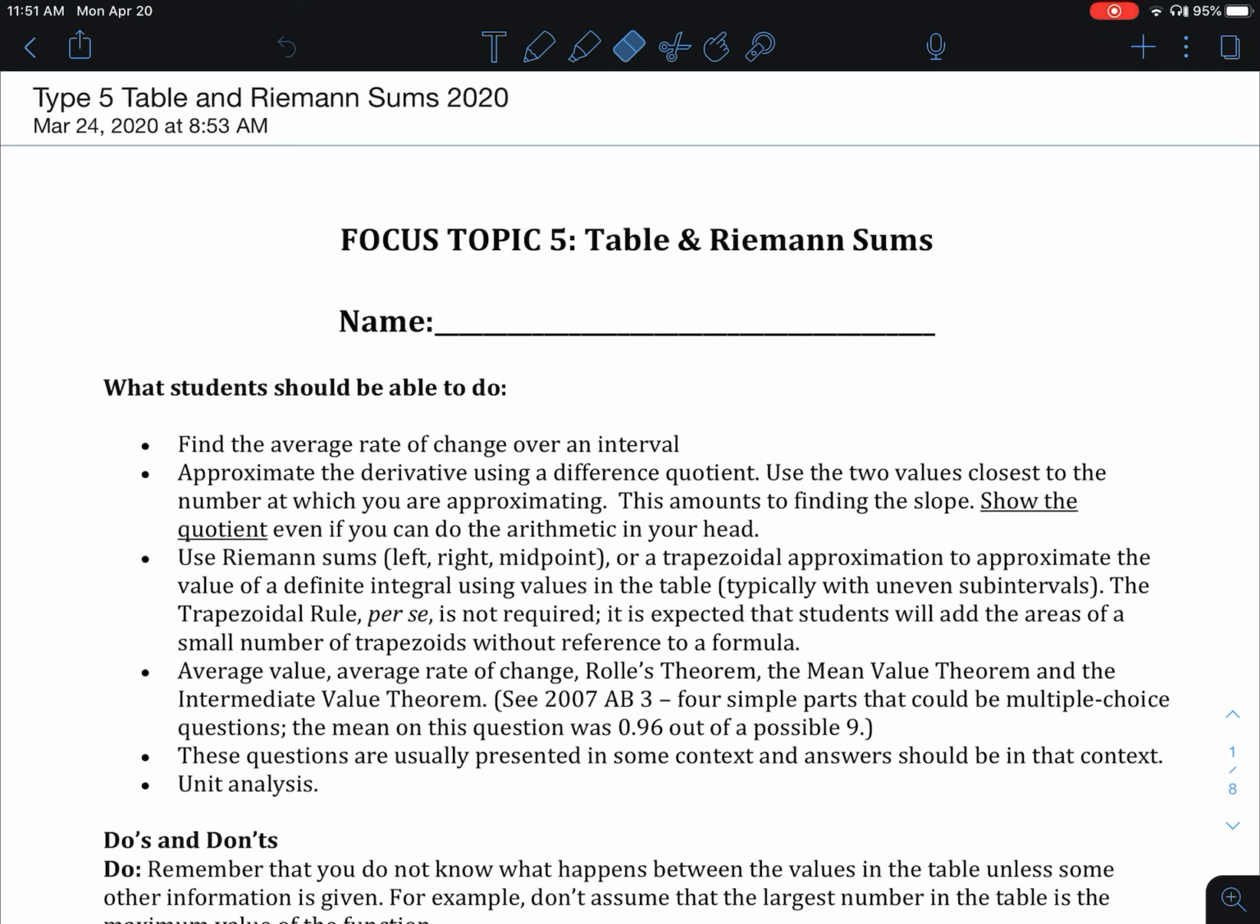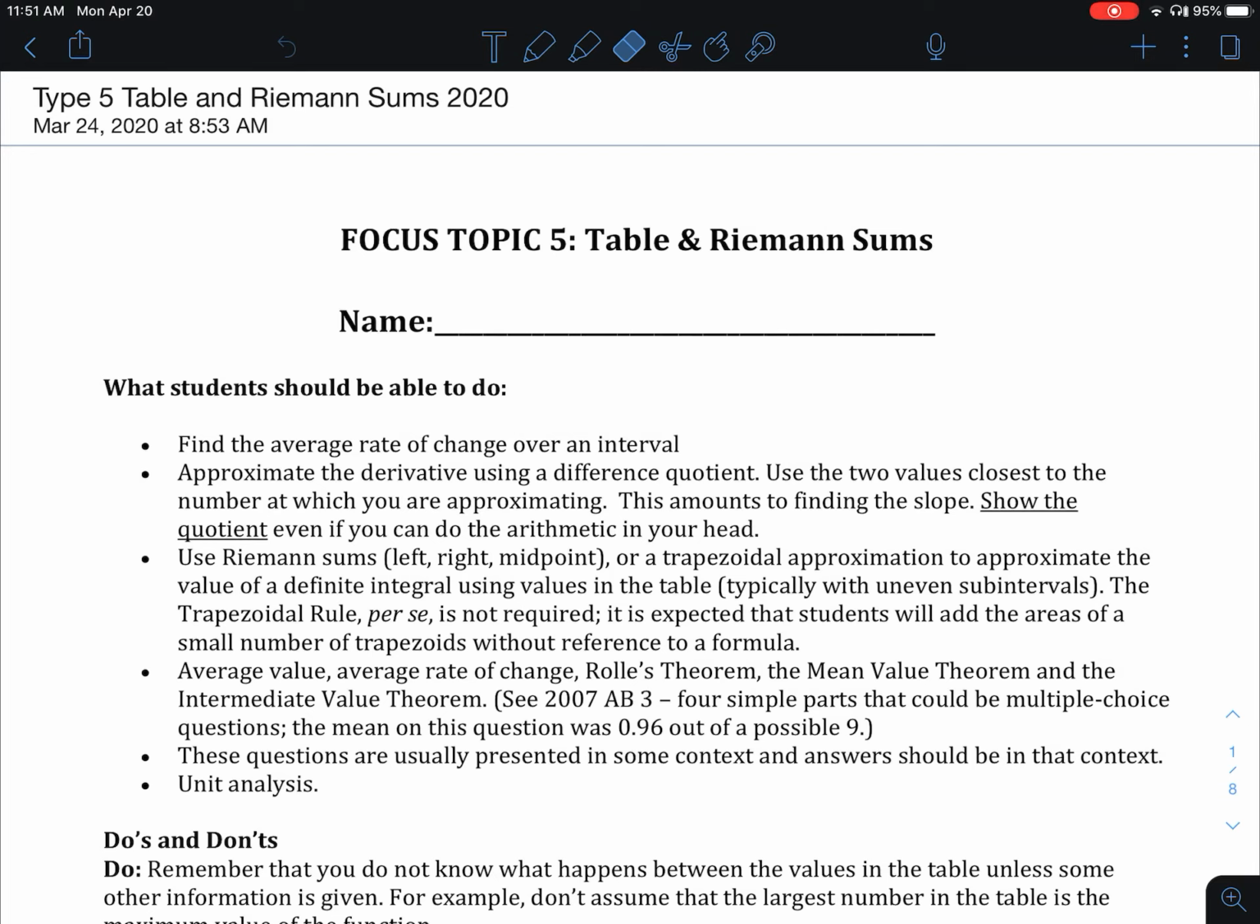Today we are going to start free response questions type 5, table and Riemann sums. And just to give you an overview for the next couple of weeks, we're going to finish type 5 probably by Wednesday, start type 6 on Wednesday, and finish up type 6 by the end of the week, starting with type 7 next Monday.